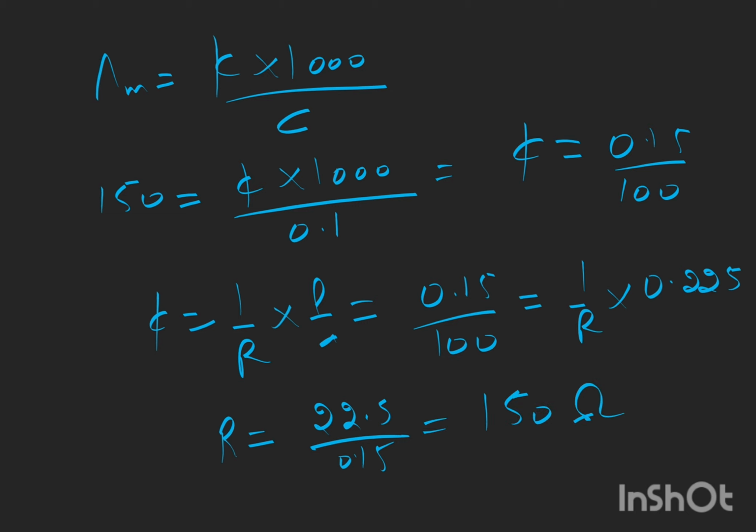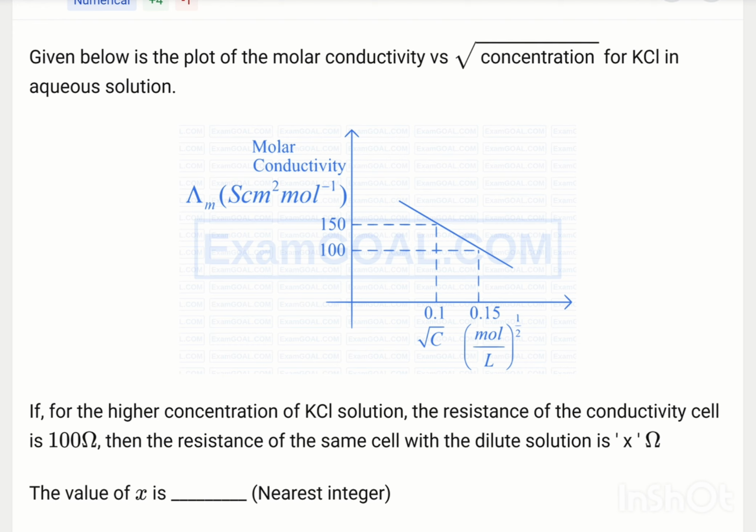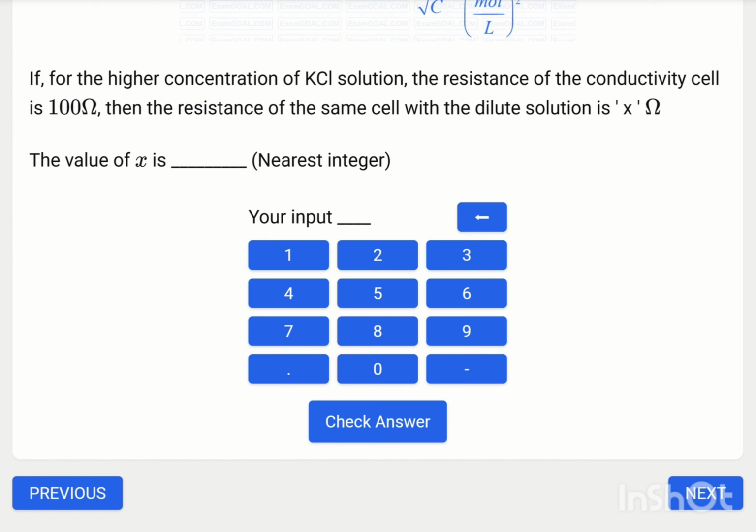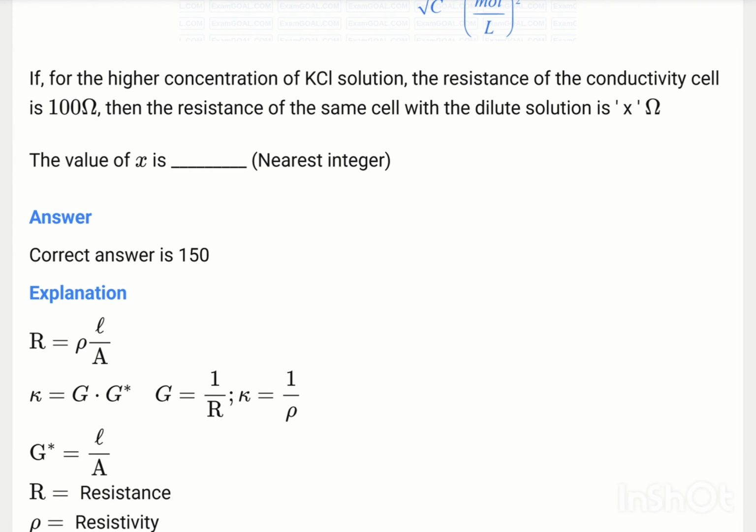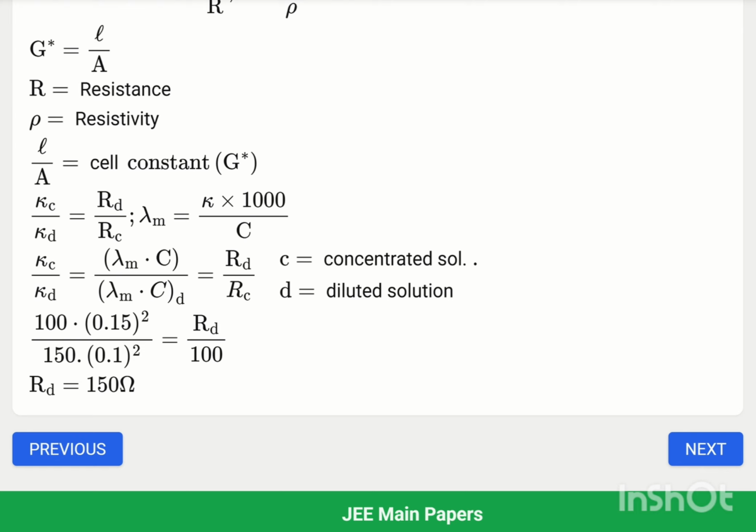So the resistance for the other one is 150. We have to check this answer. Let us put this value here and see whether it is right or wrong. I have got this only. Yes, guys, we have got the right answer, 150 ohms. Okay, so here I don't know what they have done.